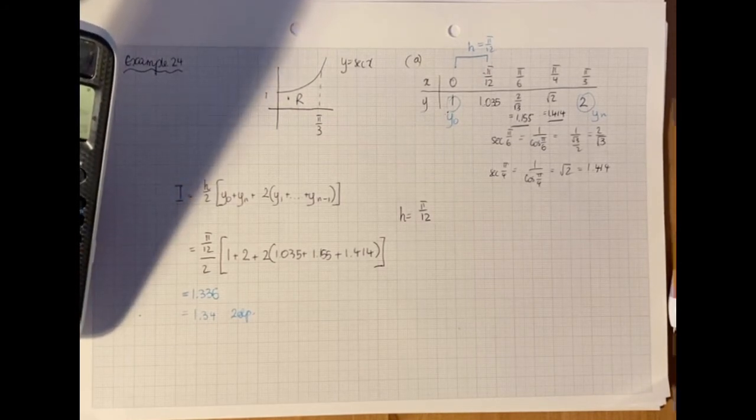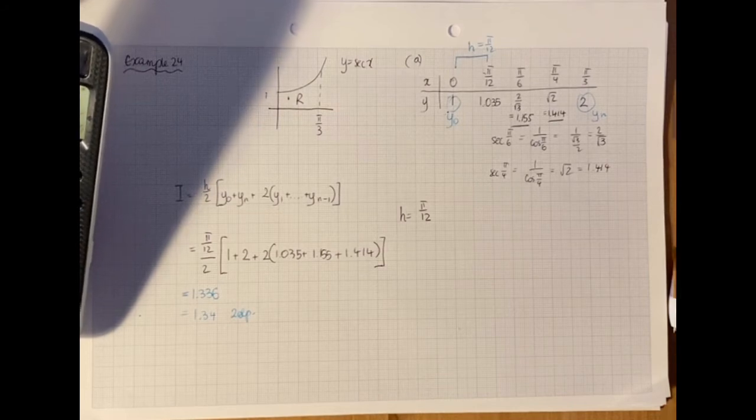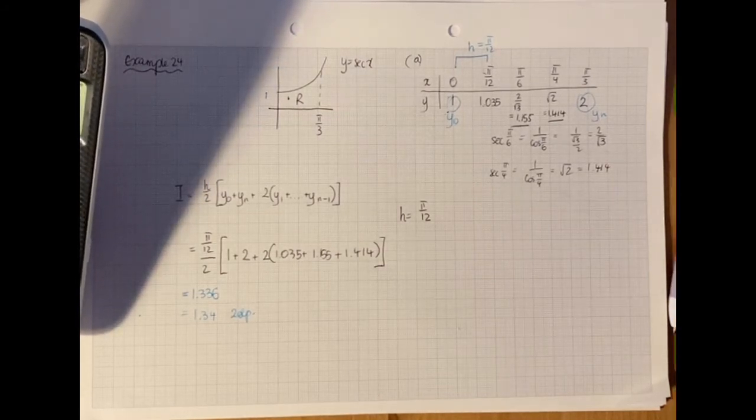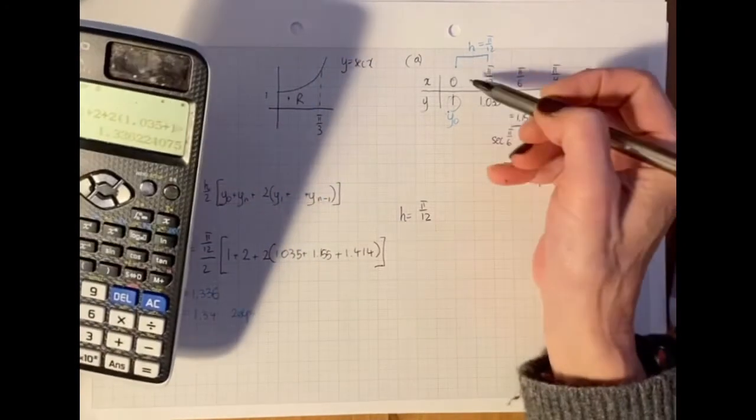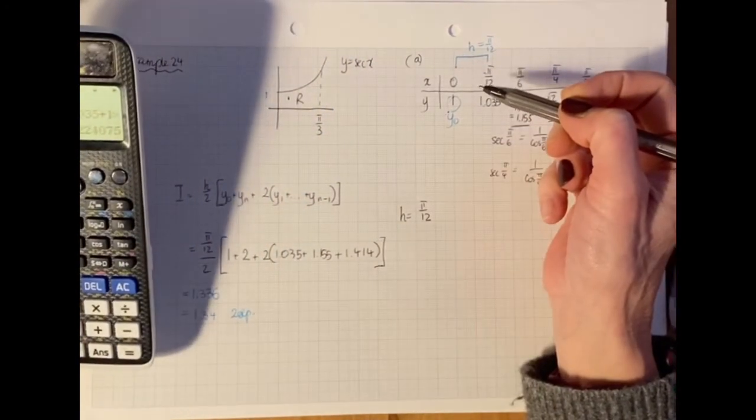If the question asks us to find a more accurate answer, what you could do is split the interval between 0 and pi over 3 into more strips. So you could go every pi over 24, for example.